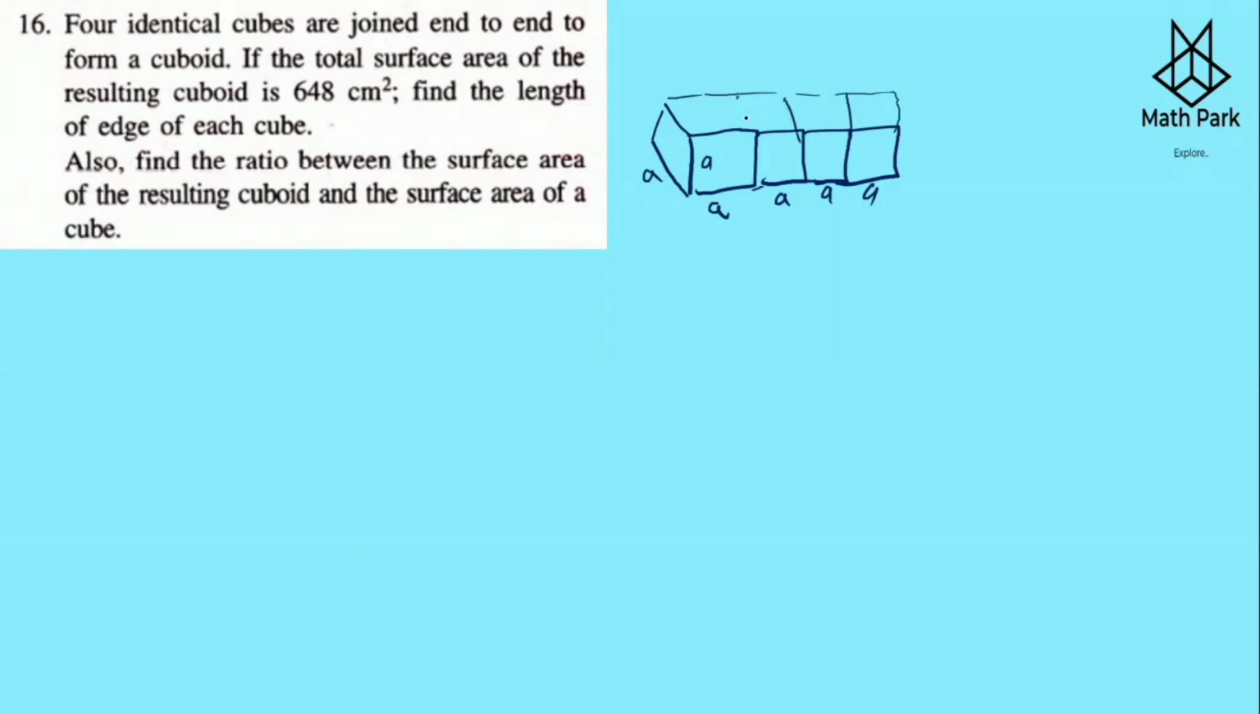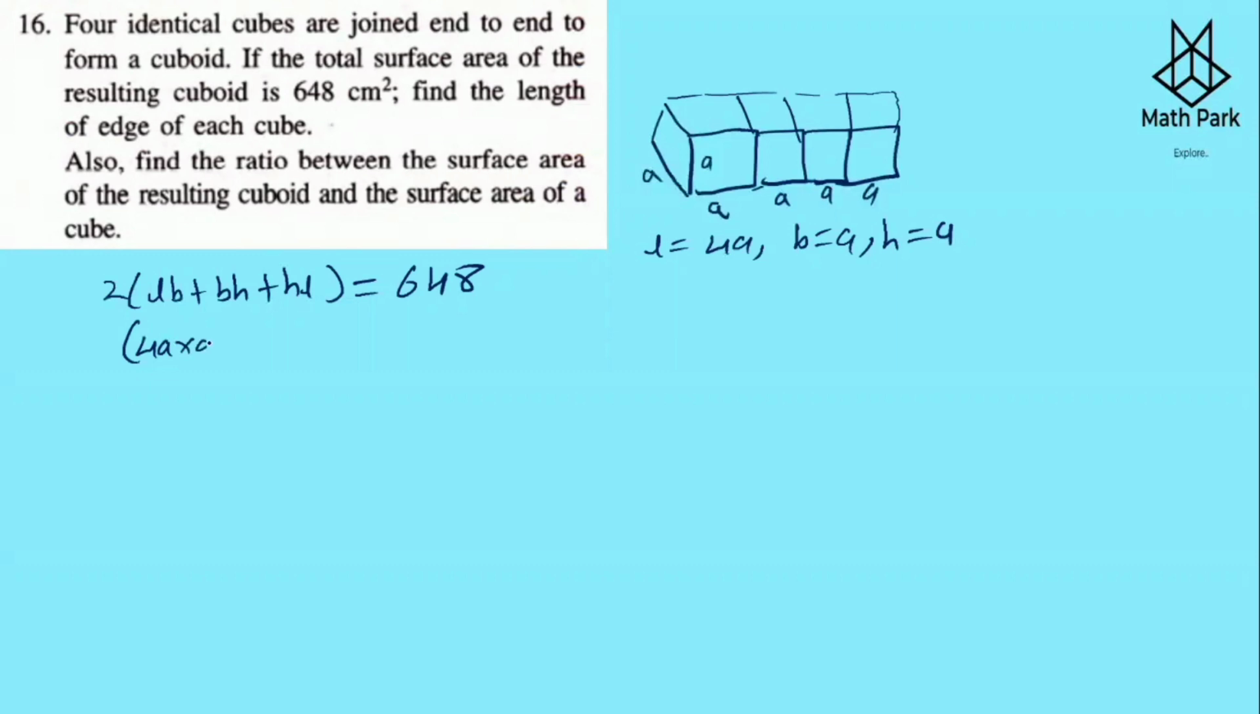And we know the surface area of the resulting cuboid is given to you. So for the resulting cuboid, the length is going to be 4A, your breadth is going to be A and height is going to be again A only. So the surface area is twice LB plus BH plus HL is equal to 648, given to you. So let us put the value. LB is 4A into A plus BH which is A into A plus HL which is A into 4A is equal to 648 divided by 2.